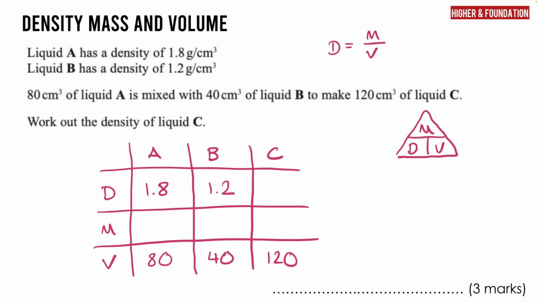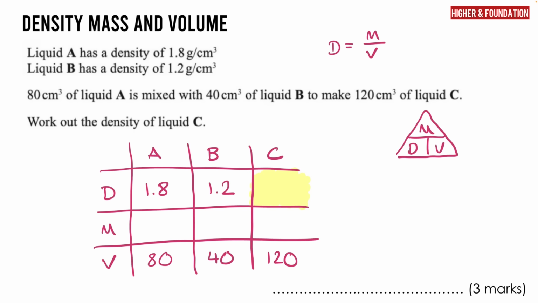So you can see here for A and B we are missing the masses, and it wants us to work out the density of liquid C. Now density is the only thing in this table which cannot be added together. Volumes can, masses can, but the density is going to be somewhere in between 1.8 and 1.2. So when we find this, to get the mass, if I cover up the mass on my formula triangle, it's density times volume. So 80 times 1.8.